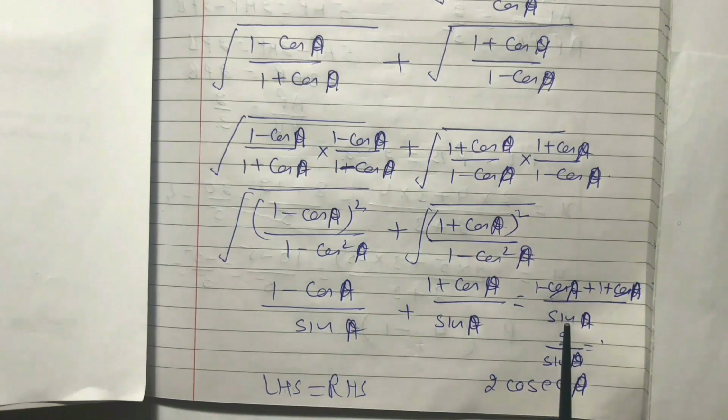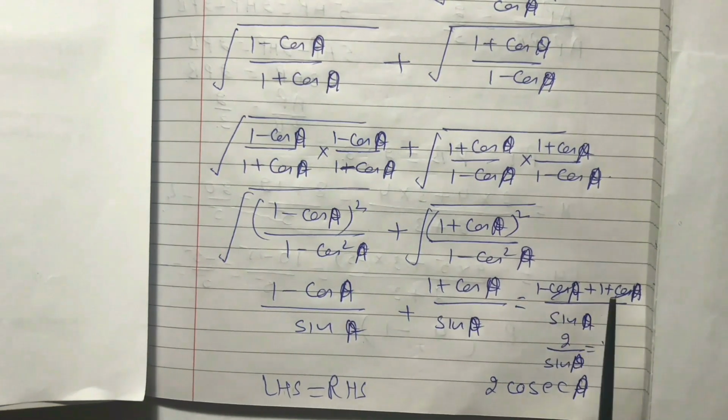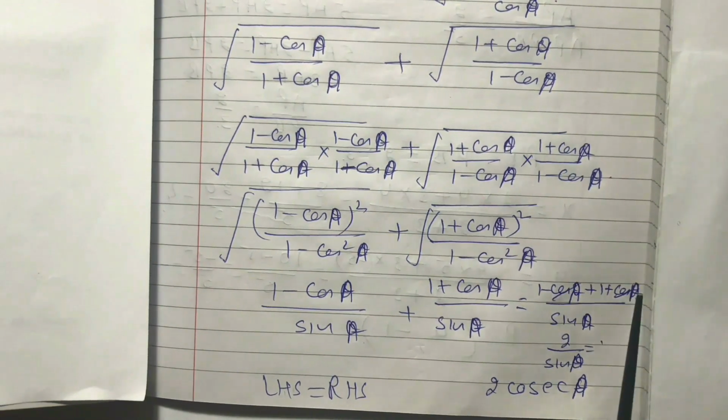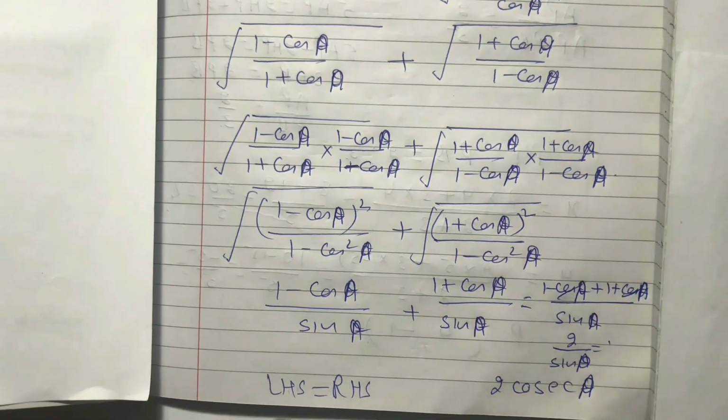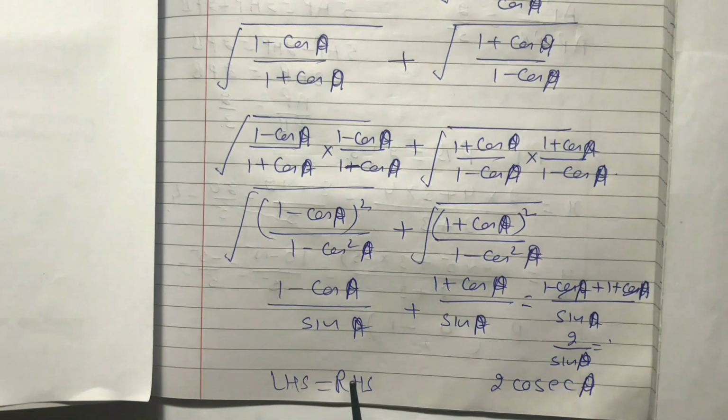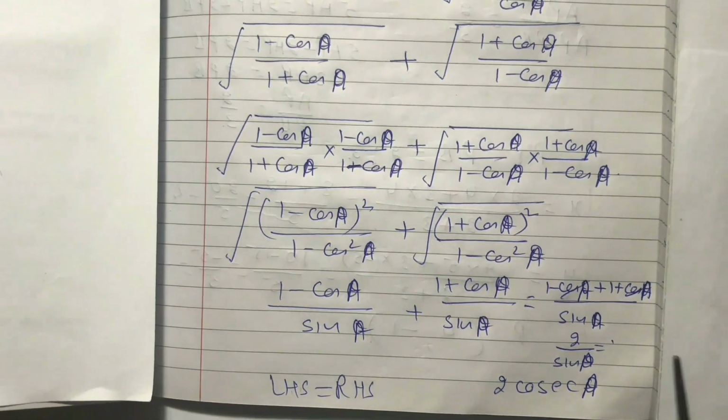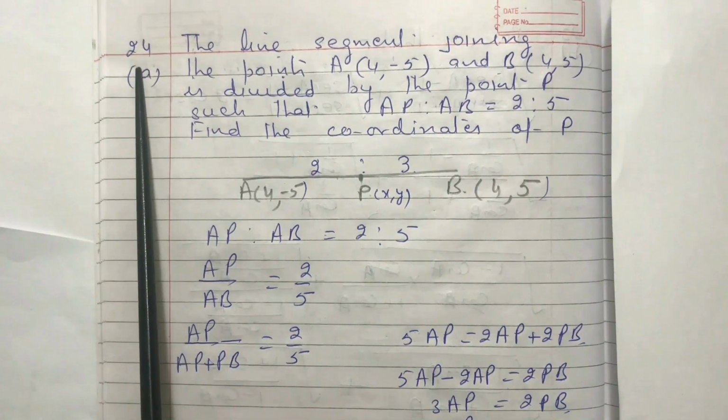Now take the LCM sin a. You will have 1 minus cos a plus 1 plus cos a. Cos a cancel. You will have 2 upon sin a, that is equal to 2 cosec a. So left hand side is equal to right hand side. You have proved that.